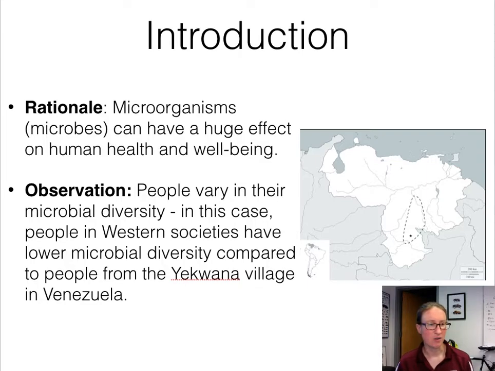And these scientists started out with the basic observation that people can vary a lot in their individual microbial diversity. And so in this case, the scientists were interested in thinking about people that live in Western societies, and in general what's been found is that those people have lower microbial diversity compared to people from a non-Western society, and in this case specifically people from the Yaquana village in Venezuela. And just to get you oriented, so here is Venezuela in South America, and the village that the scientists were studying is located where this asterisk is.